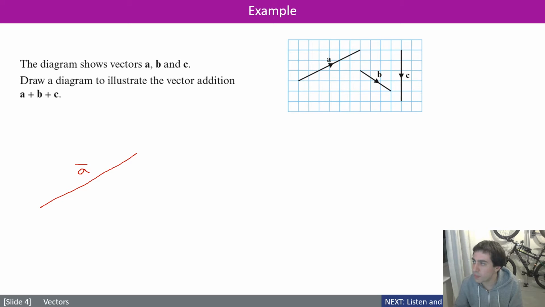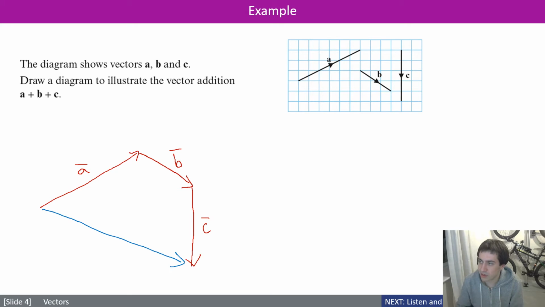So we've got A, I've tried to copy it roughly there, then followed by B, and I need the arrowhead, and then C is straight down, it's about that length. This is very approximate. If you were doing it properly, you'd use a ruler or count the squares, but for now I just want you to get the idea behind it. So that is my answer, the vector A plus B plus C. It's that long and it's going southeast.